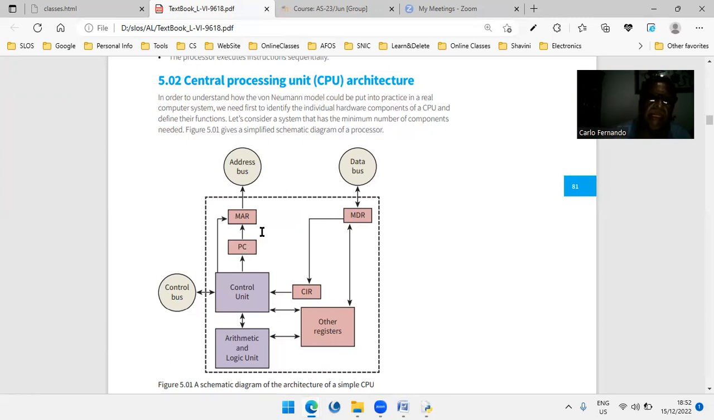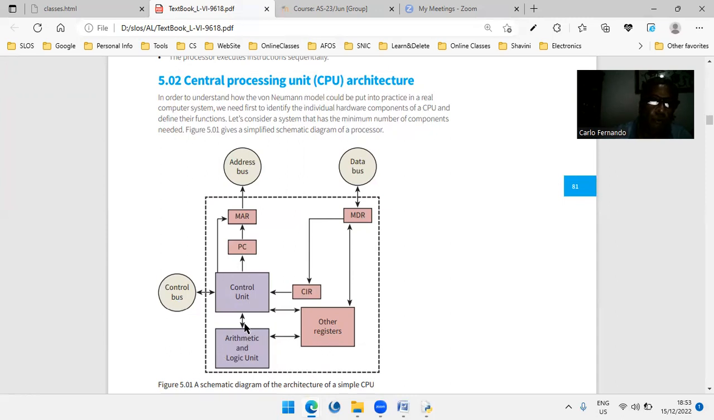The instruction currently being executed will be stored here. I told you again, these are registers, small memory registers. They are for storing. The instruction is stored here so that the control unit can execute it. There are other registers also, and these arrows show how they communicate.